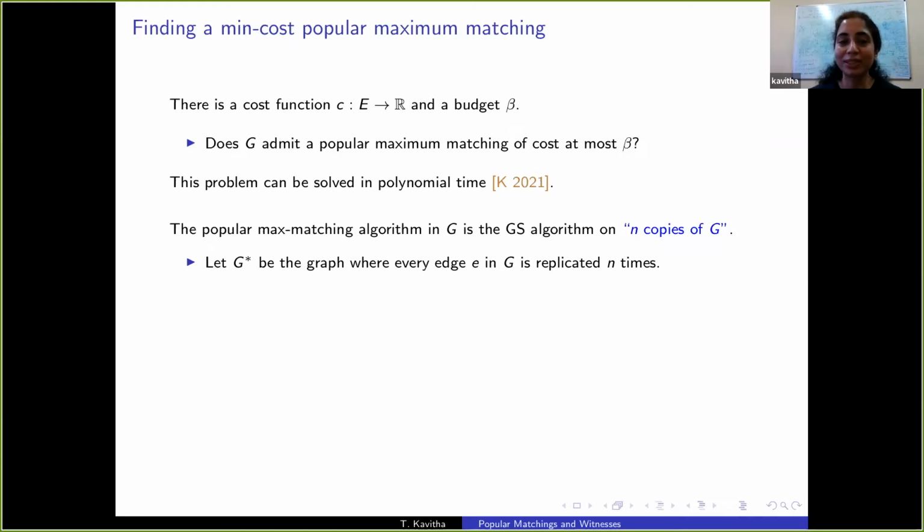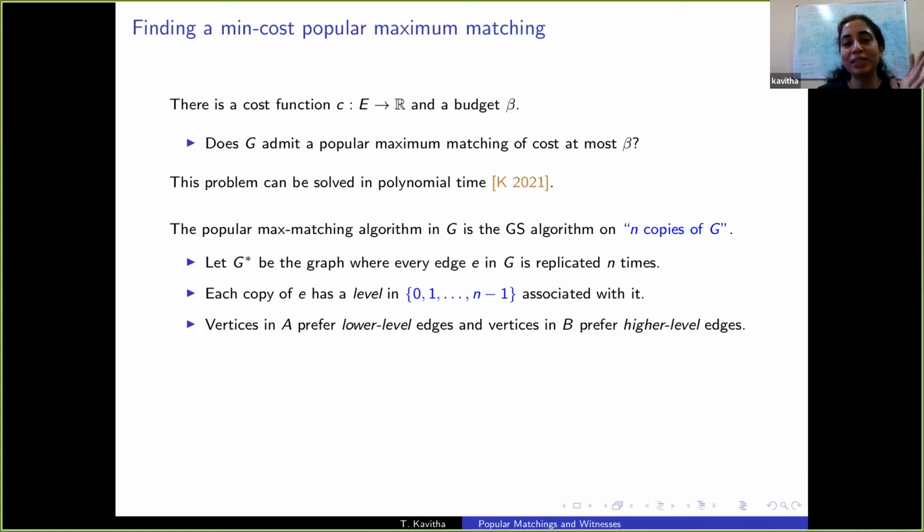So is this G star graph sort of clear? There are n copies, and we put directions on edges. Here let's attach a level to each version of the edge. There are n copies of this edge. One copy I'm calling the level 0 copy, another copy the level 1 copy, and so on, up to the level n minus 1 copy. Each of these copies of the same edge e has a different level associated with it, and vertices in A prefer lower level edges and vertices in B prefer higher level edges. So between the same two endpoints a and b, there are n copies of the same edge. A says, I like the level 0 edge better, and B says, I like the level n minus 1 edge best.